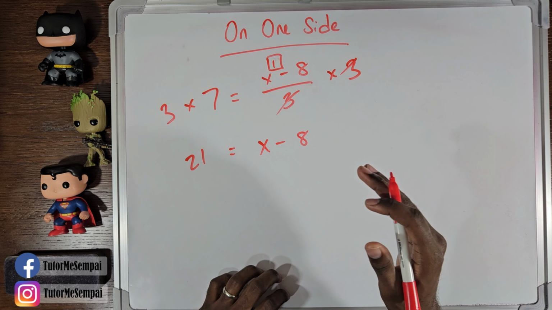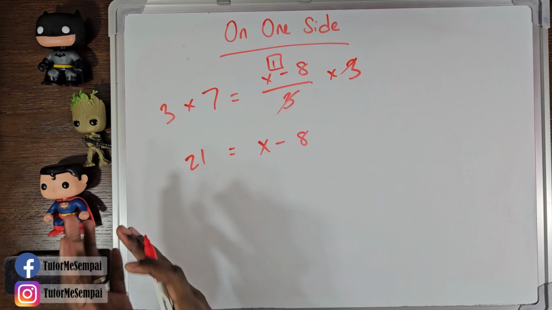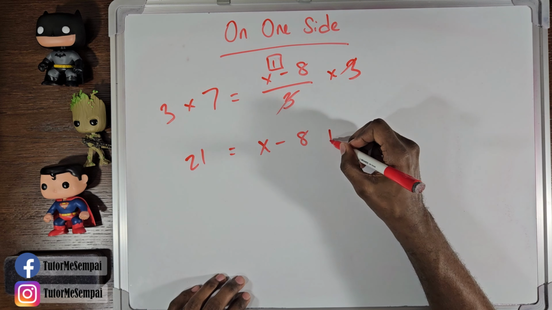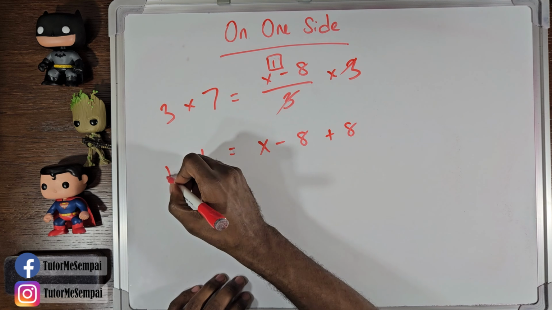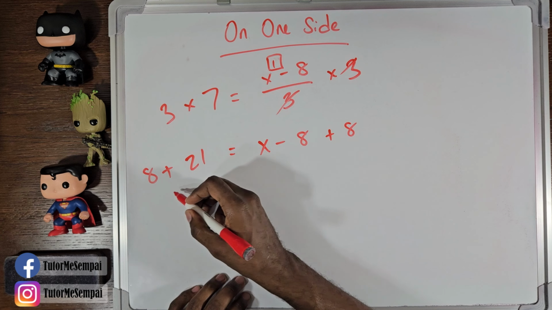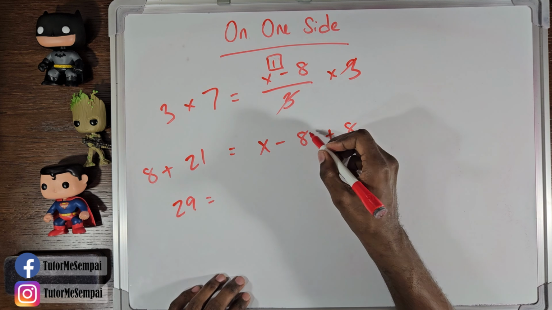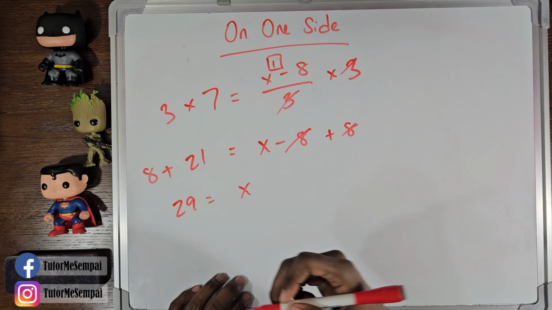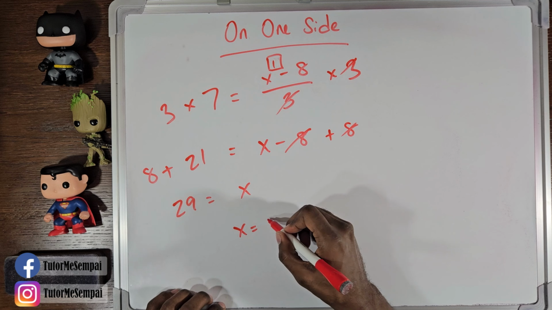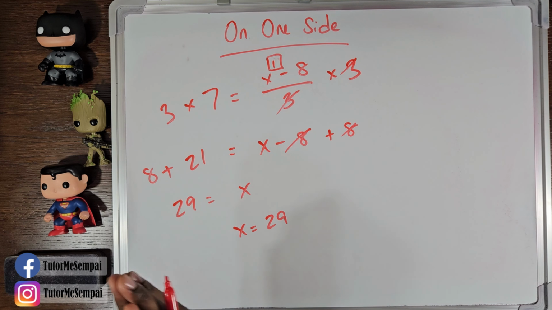We still want to get x by itself. I chose the right side, so I need to get all my constants to the left side. How do I get rid of this negative 8? Let's add 8 to it. And whatever you do to one side, you do to the other side. So we have 8 plus 21 gives you 29. These go away, which leaves you with an x. Now we have, if you want to rewrite this as x equals 29, a value for our variable.